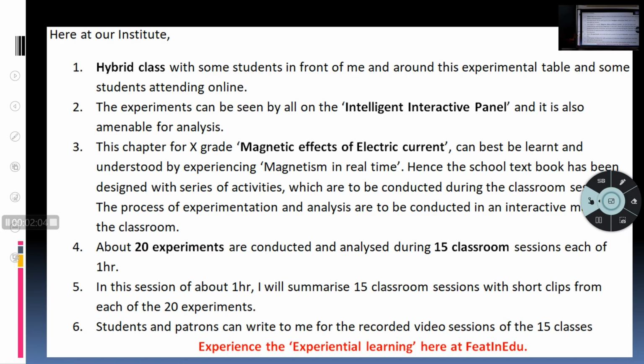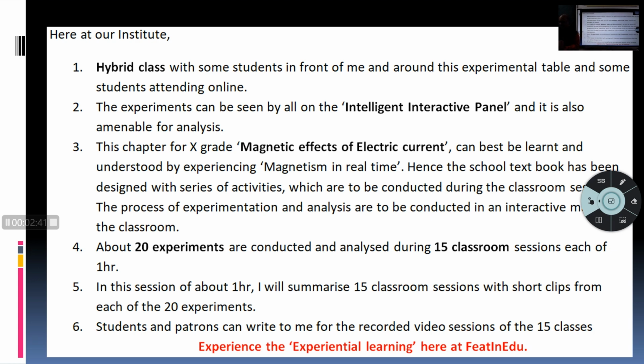As you know, this is a hybrid class, and we have a wonderful interactive panel through which we have been able to get the experiments on the board and I could analyze them here. It is a wonderful combination of technology, engineering and teaching, which has made learning really enjoyable and very effective. This chapter, magnetic effects of electric current, is for the 10th standard. Of course, students of any other grade can also learn from this.